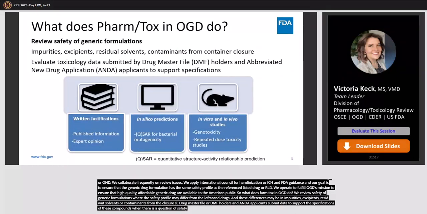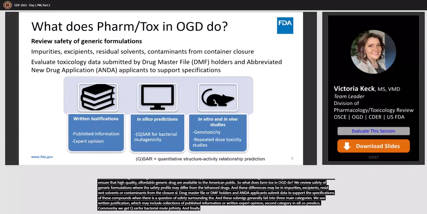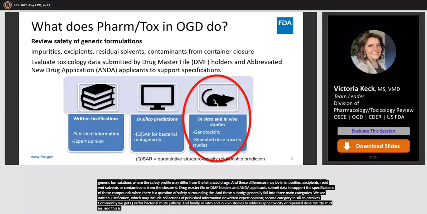And these submissions generally fall into 3 main categories. We see written justifications, which may include collections of published information or a written expert opinion. Second category, in silico predictions. Commonly, we get QSAR for bacterial mutagenicity, and this is primarily what we accept in the in silico prediction category. And then finally, in vitro and in vivo studies. And these are generally to address genotoxicity or general toxicity through repeated dose toxicity studies. And this is the area where we see data integrity issues.